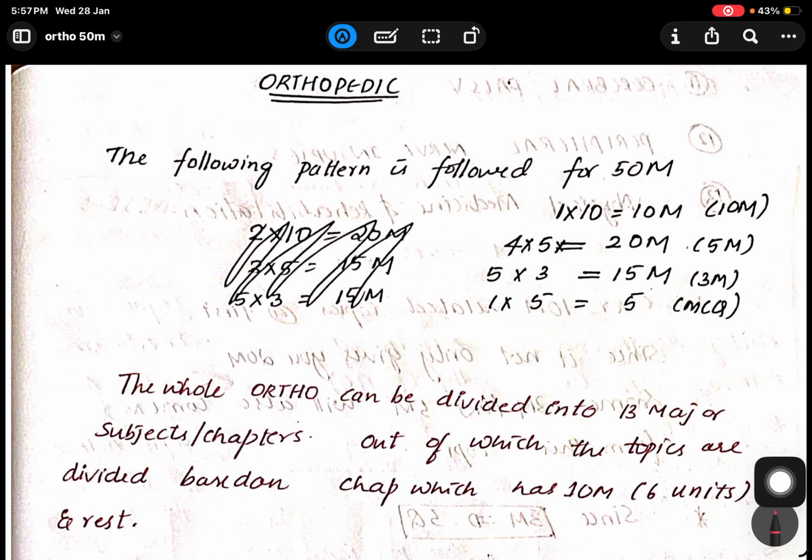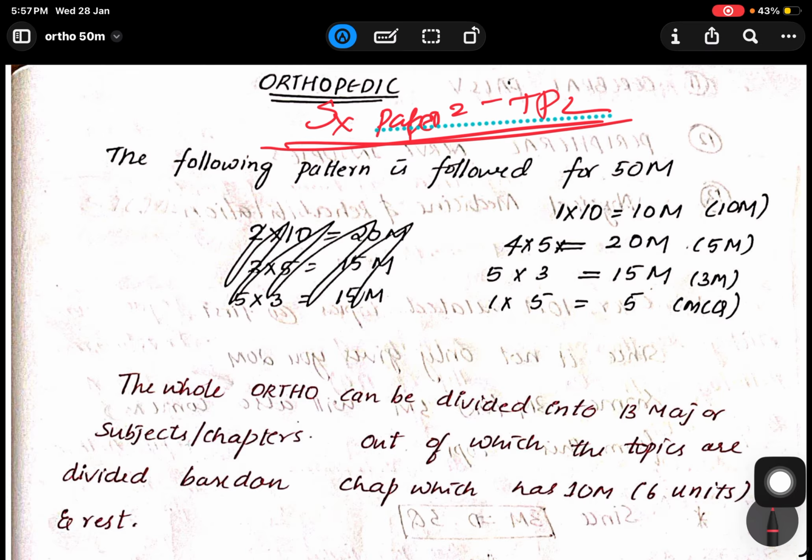Hi friends, today we'll be discussing orthopedics, which comes under Surgery Paper 2. Basically, in Paper 2 of surgery you'll have 50 marks comprising systemic surgery and 50 marks comprising orthopedic surgery. So this is the marks distribution which is followed.